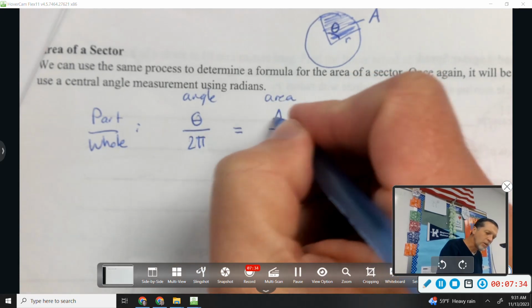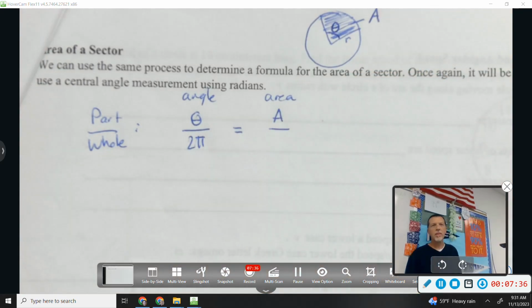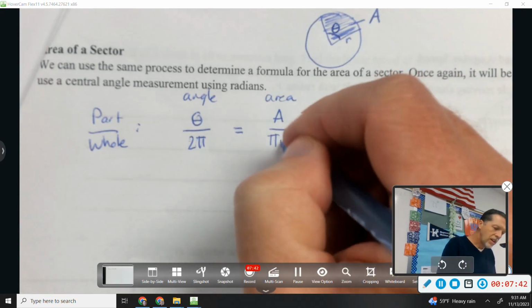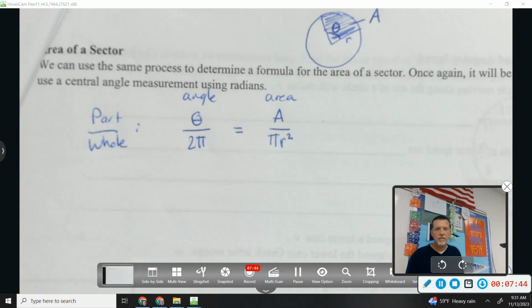The area is what we're looking for. What's the area of the whole thing? Pi r squared. I memorized that, but it's not really memorized. I can come up with that.